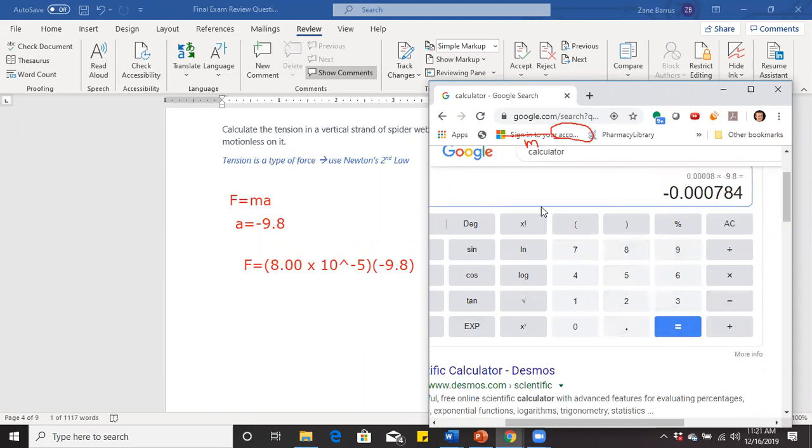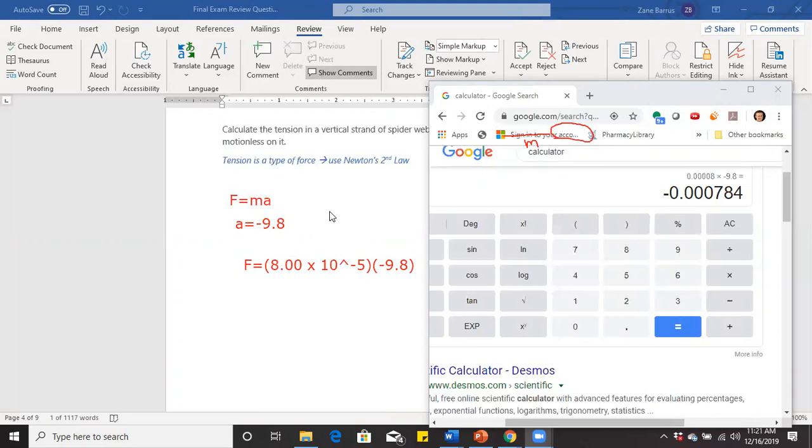Okay. That gives me 0.000784 newtons of force. Now, the spider is exerting a downward force of negative 0.000784 newtons. But keep in mind the tension of the rope, or the spider web, excuse me, the spider web is pulling up on the spider. So even though our calculator spat out a negative sign at us, keep in mind that's because the spider is pulling down. But the question is asking us for the tension in the spider web.